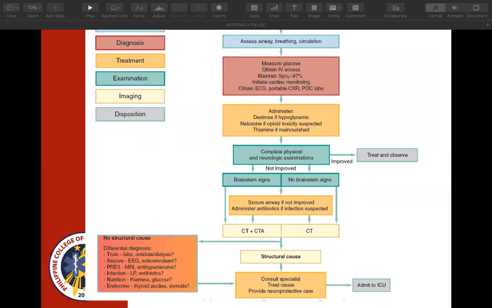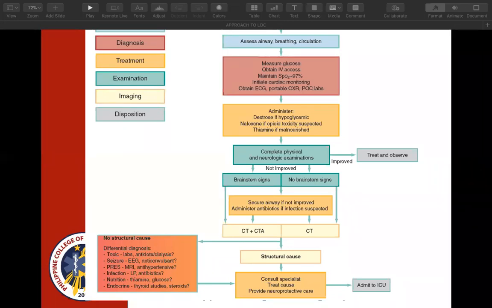Okay. After that, if the cause is a structural problem in the brain, we consult a specialist and neurologist, treat the cause, provide neuroprotective care, and advise admission to the ICU.